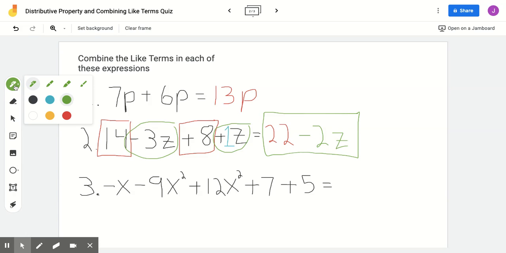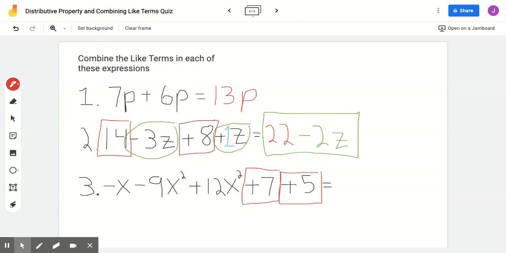Okay, let's check out number 3. Negative x minus 9x squared plus 12x squared plus 7 plus 5. Okay, so let's check it out. Let's again combine our like terms. So again, I'm going to start with the constants, the numbers. We have positive 7 right here and positive 5 right there. So those are like terms because they're just numbers. So we can go ahead and combine those right away. 7 plus 5 is 12.